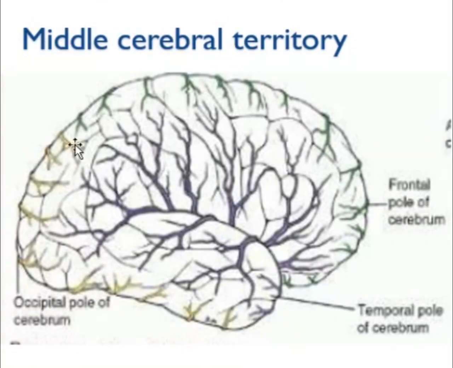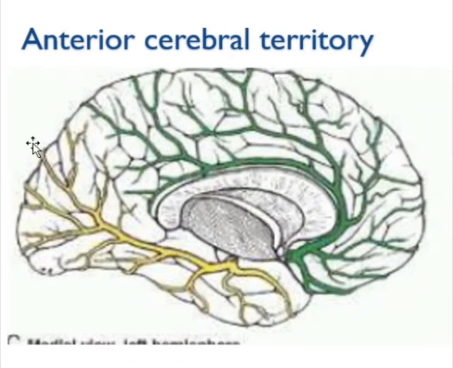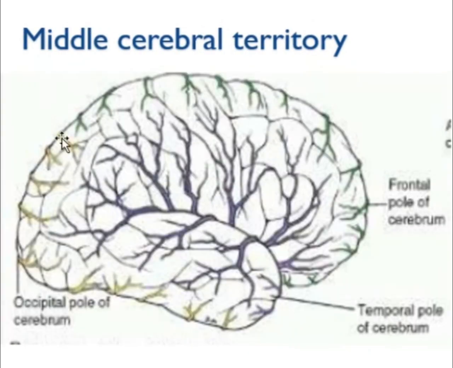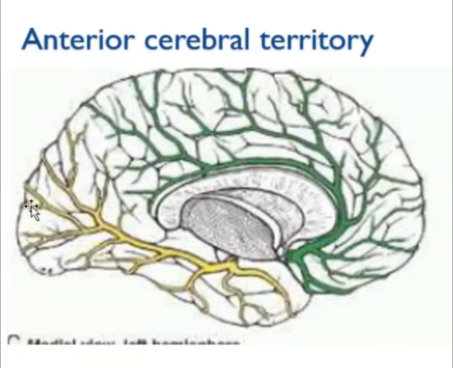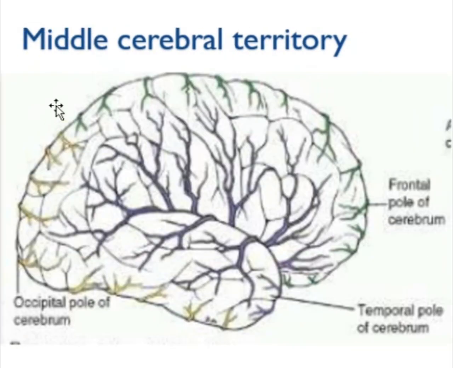Still on the lateral aspect, the occipital lobe will still be under the supply of the posterior cerebral artery. When you look at this posterior cerebral artery, it also sends spillover branches to the lateral aspect of the hemisphere, which we are seeing here, supplying the occipital lobe. In other words, the entire occipital lobe, both on the medial and on the lateral, is supplied by the posterior cerebral artery.